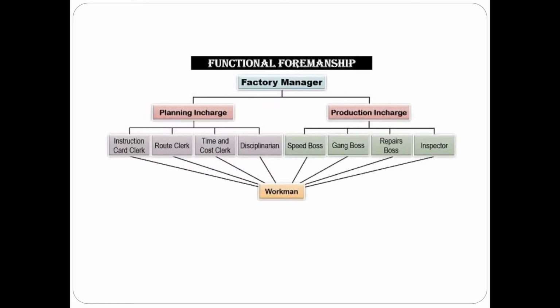A foreman or a supervisor will come under the third level of management, that is operational level management. Under him, you're going to divide into two parts: planning in charge and production in charge. There are two important people. Under planning in charge, there are again four people who are in charge of taking care of the worker, and under production in charge again we have four people who will take care of the worker.